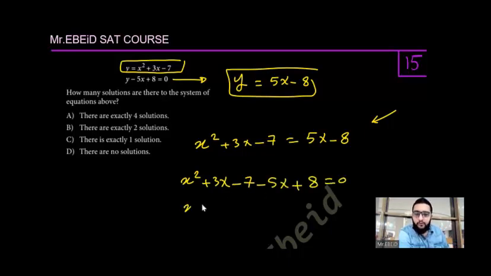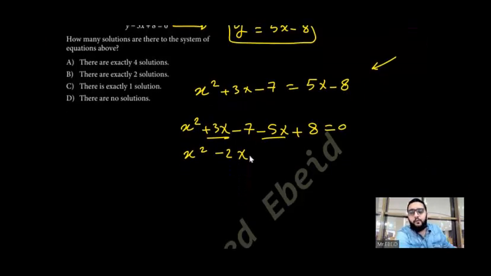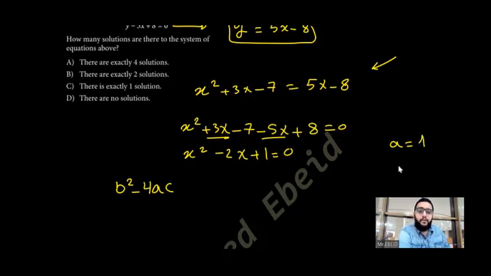So it will be x squared, 3x minus 5x, which equals -2x, and we have -7 plus 8, which equals 1. This is equal to the right hand side, which equals 0. Now we want to find the number of solutions. You can use the discriminant, which is b squared minus 4ac. Okay, this is the discriminant. A is the coefficient of x squared, which equals 1, b equals negative 2, the coefficient of x, and the absolute term, which is 1.